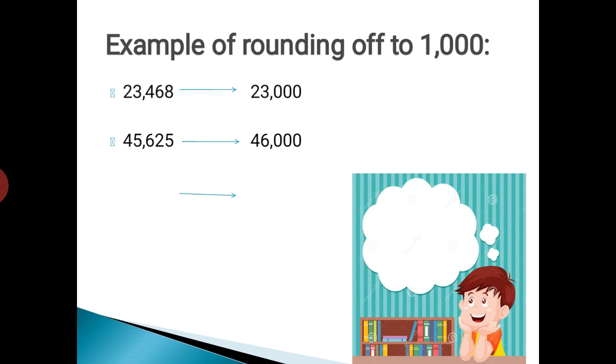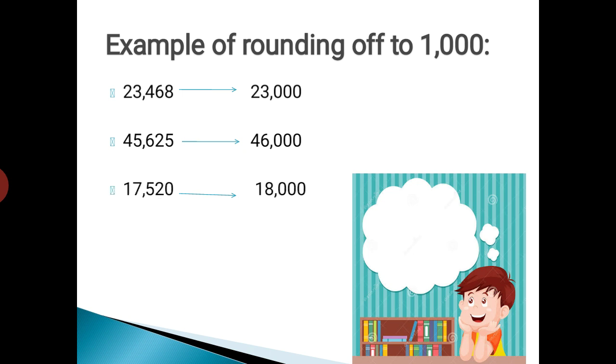Next is 45,625. Here we just look at the digit at the hundreds place. Here 6 is at the hundreds place. So we check, is it less than 5 or more than 5? Yes, this is more than 5. So if it is more than 5, then we add 1 to the thousands place. So instead of 5, we'll be writing 6 now. And all 3 digits at the ones, tens and hundreds place will be 0.